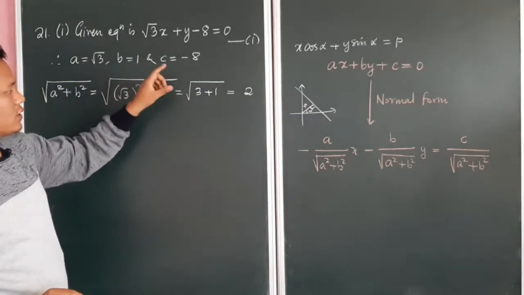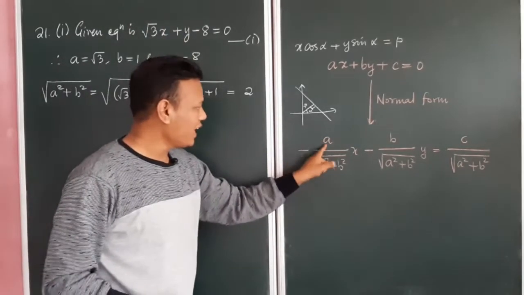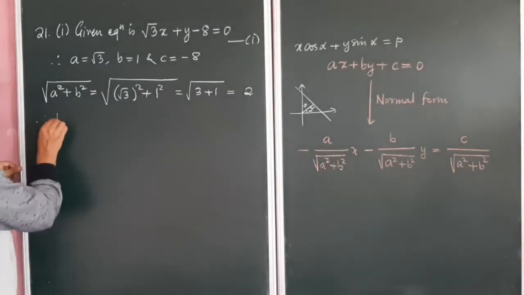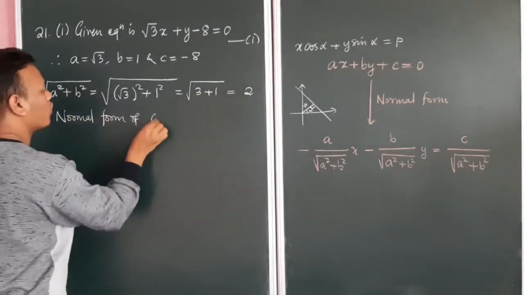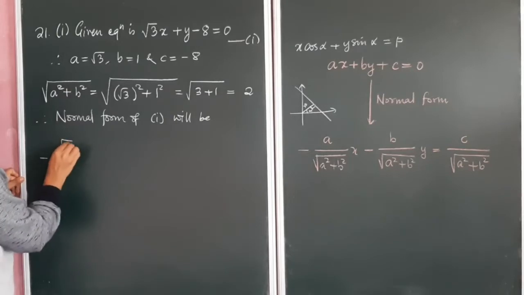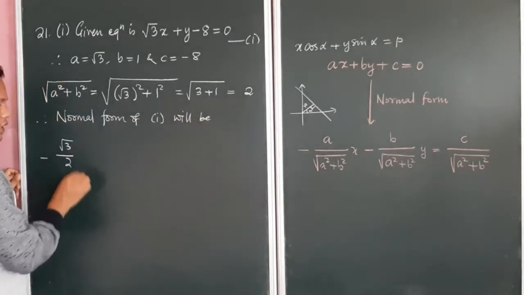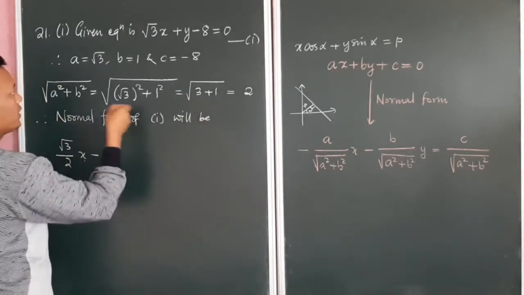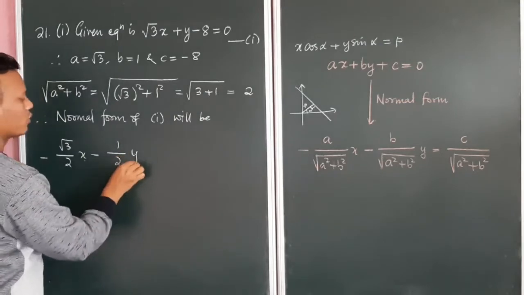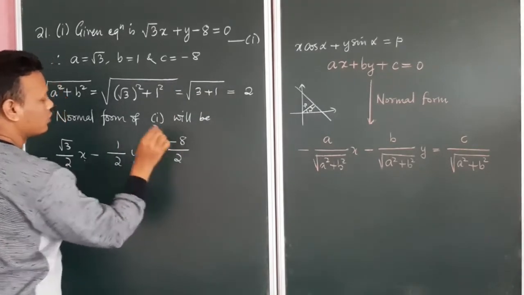Now we have to divide. See here, this is my a, this is my b, b is 1, c is minus 8. Now we have to divide all of a, b and c by this particular quantity, which is 2. Let me directly write the normal form here. The normal form of equation 1 will be root 3 by 2 x, minus 1 by 2 y, equals c by 2, that is minus 8 by 2.